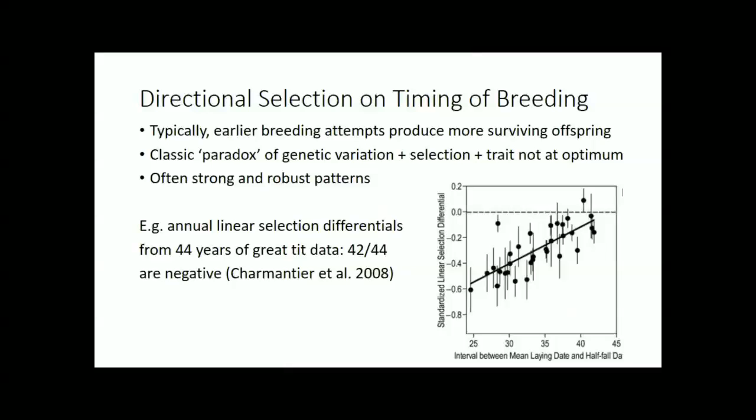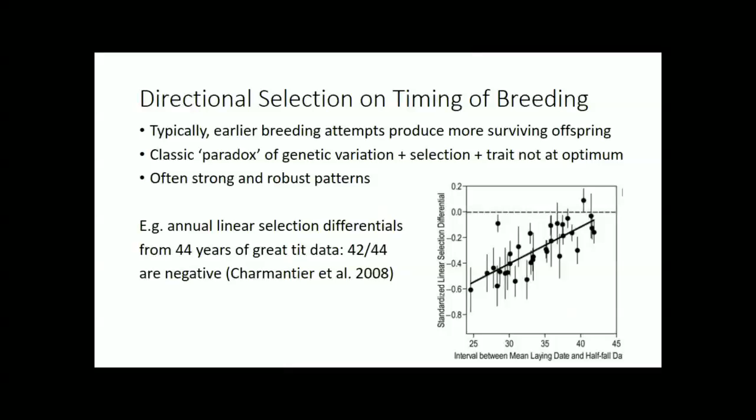And this is a classic case of this paradox of a trait for which there's genetic variation, which we know to be the case for breeding time, and selection on that trait, and that trait apparently not at its optimum. And there are many other examples like that from evolutionary ecology and wild populations. Often the patterns with breeding data are particularly strong and robust.